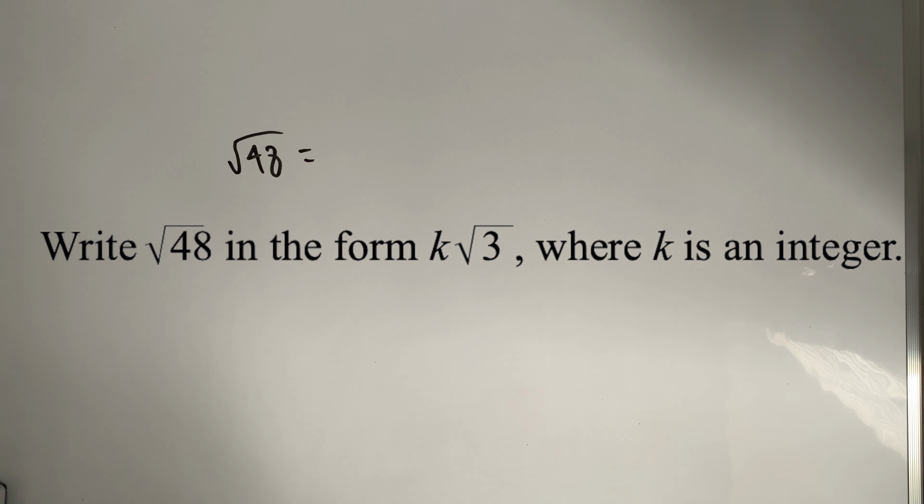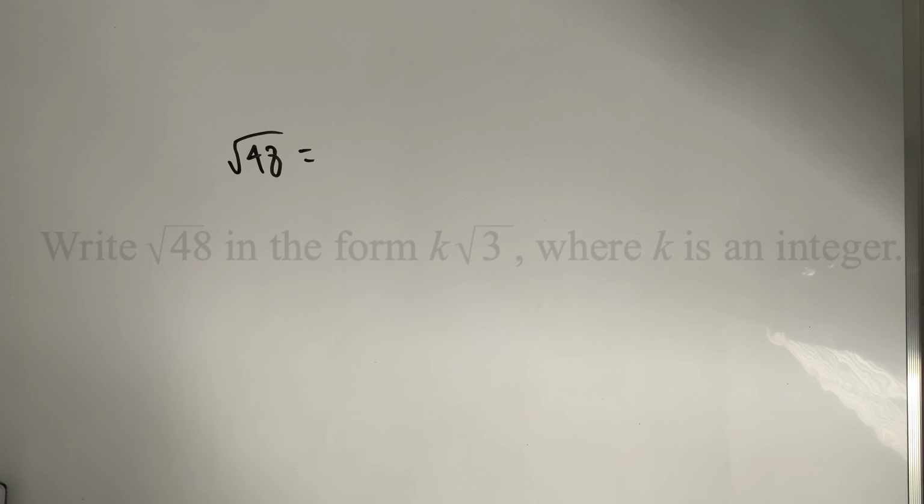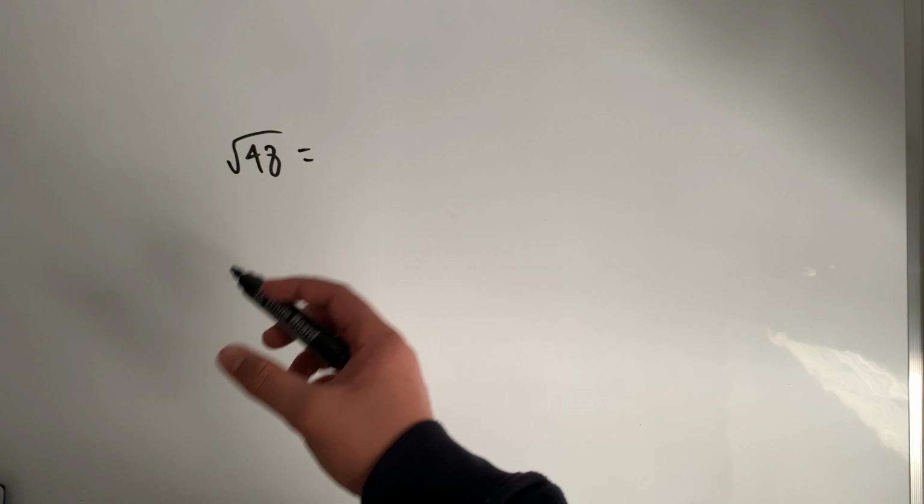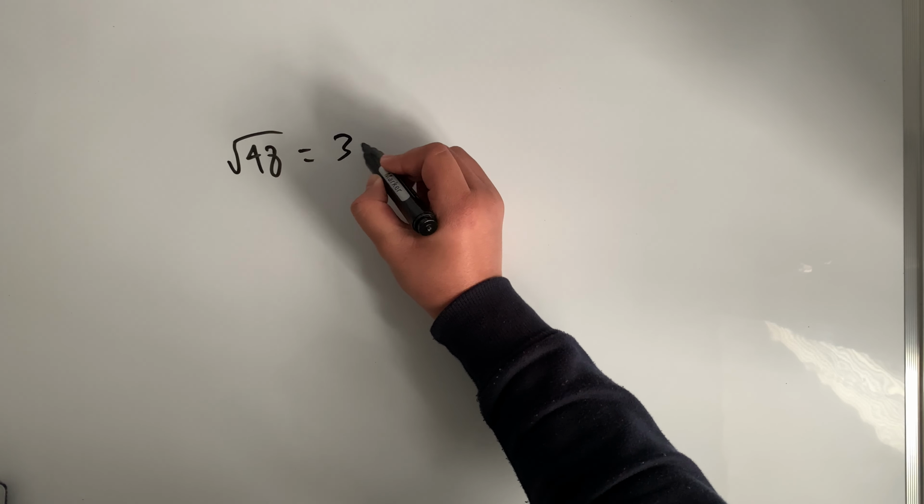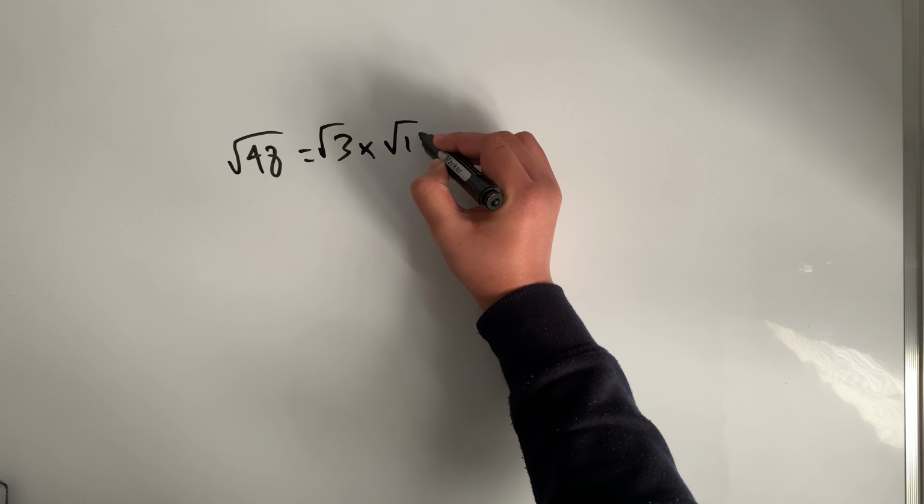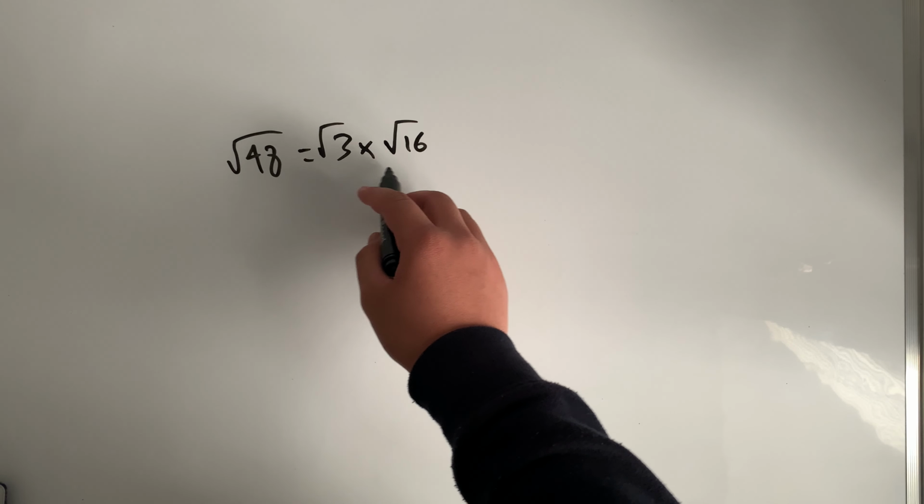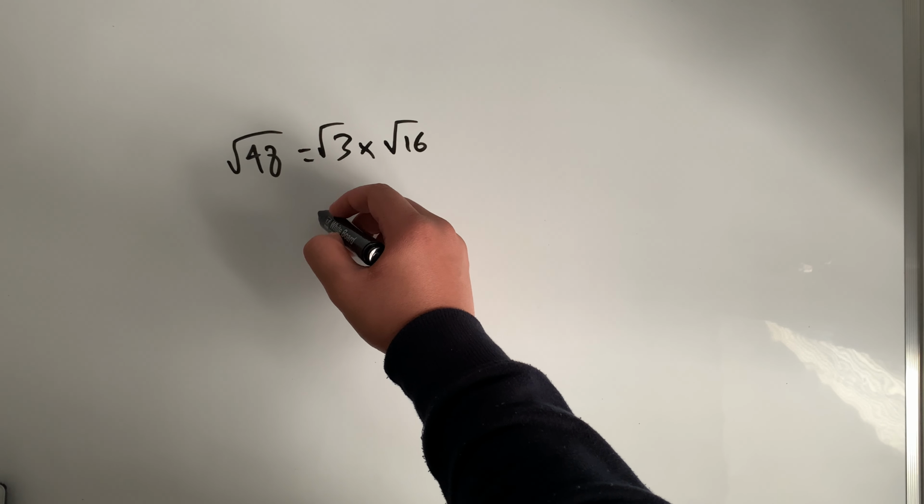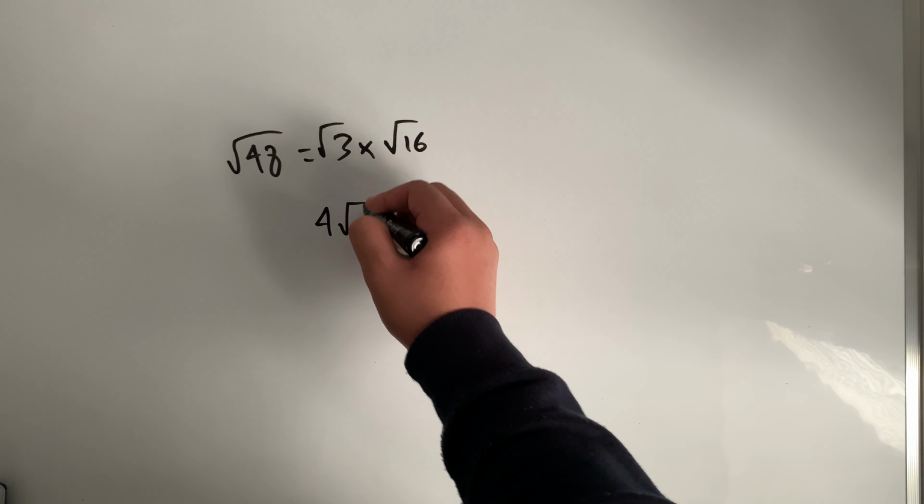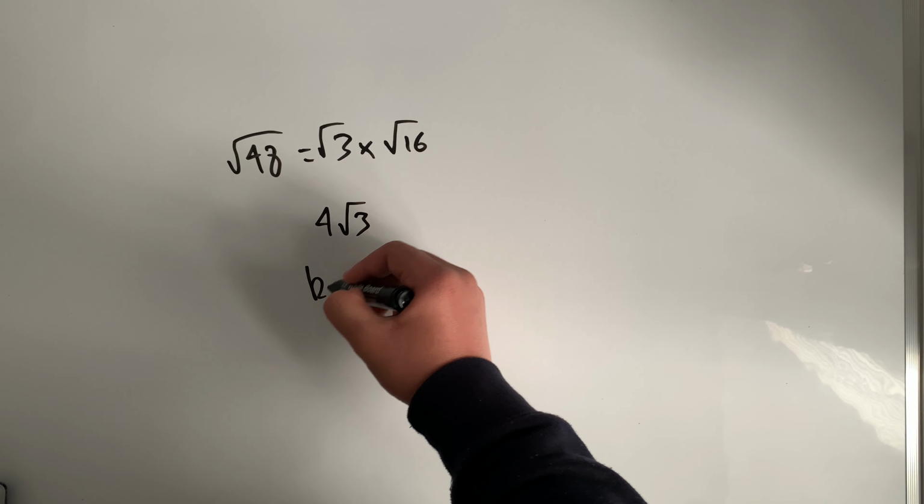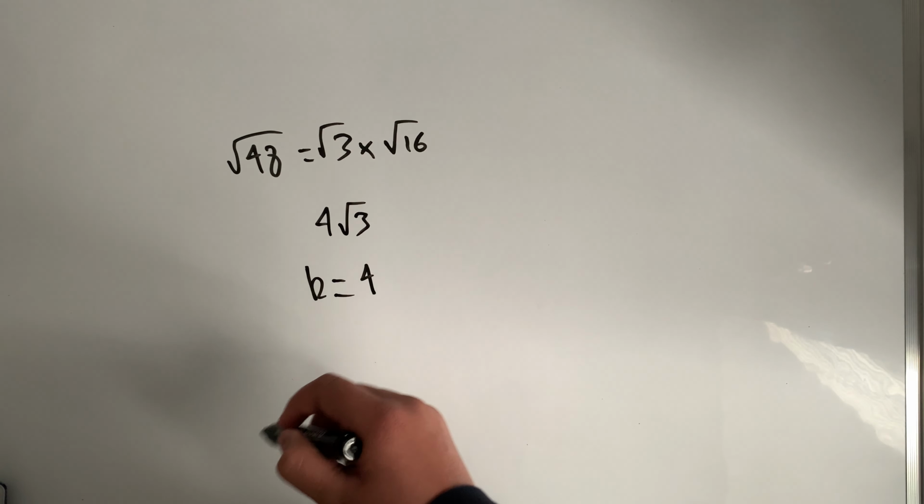So for this question, they are asking us to write root 48 in the form of k root 3. So we need to find the number k. And before finding that, we need to find what times 3 gives 48. Root 3 times root 16 forms root 48. So we can simplify this, which is 4. So 4 root 3 and k equals 4.